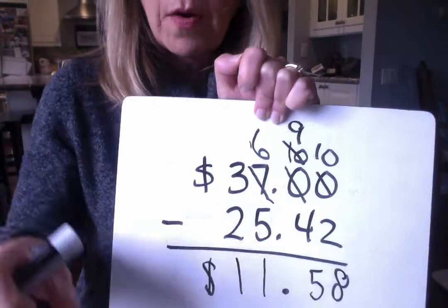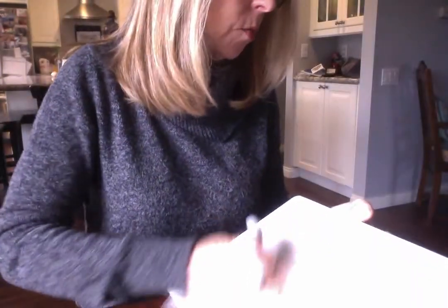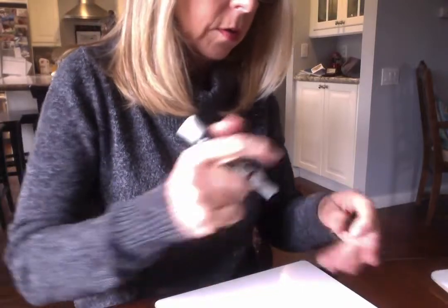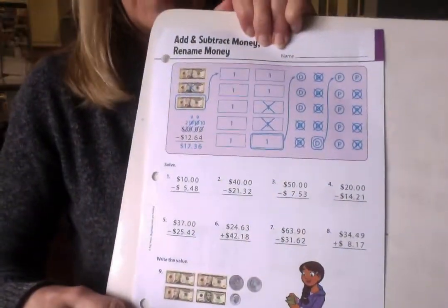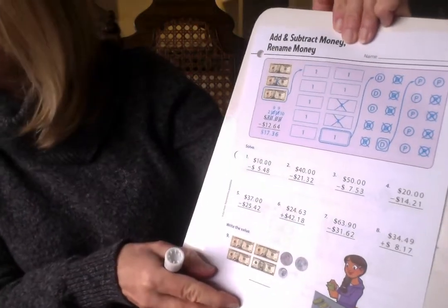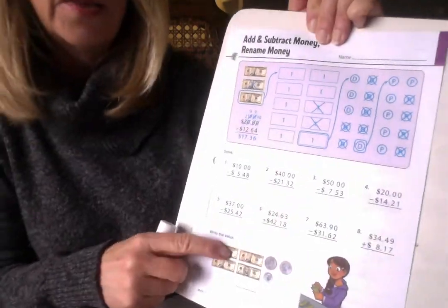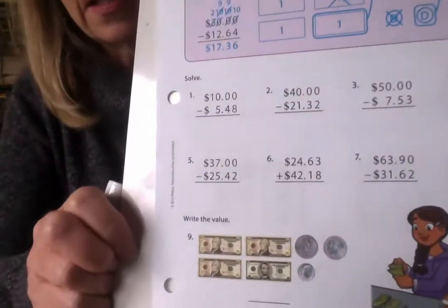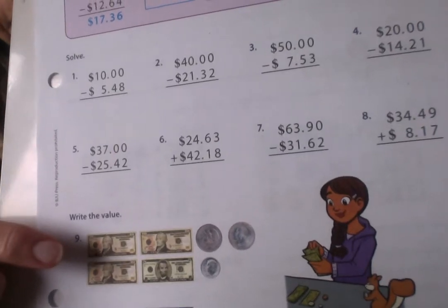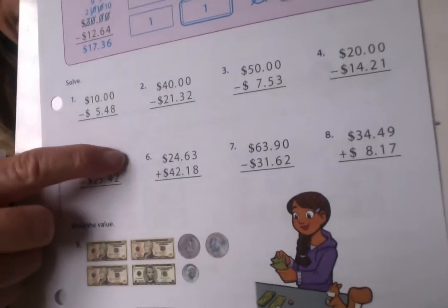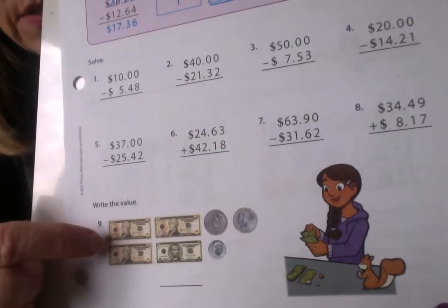Okay? All right, let's take a look at number 9. We're just writing the value. Let's take a look at how we add that up. All right, so let's see. We've got 10, 20, 30. Remember, when we're counting money, we always start with the largest denomination first. When we're adding or subtracting, we always start with our pennies, right? But when we're counting, we start with the largest amount.